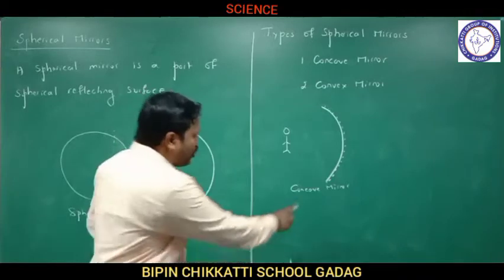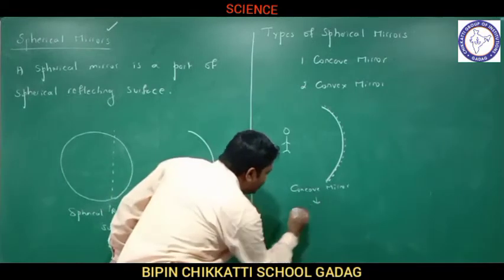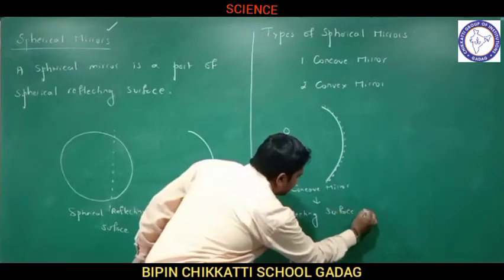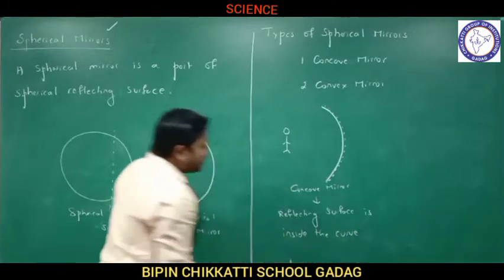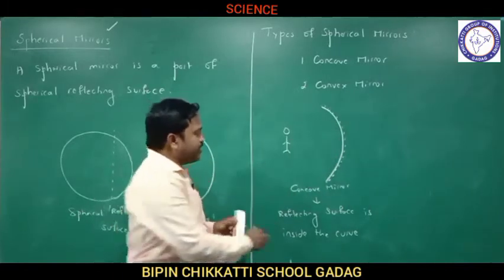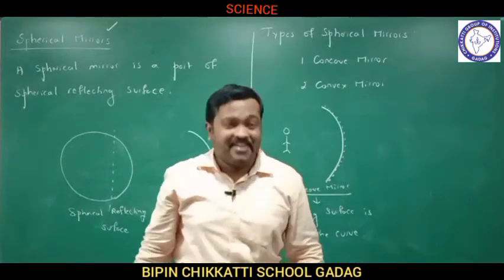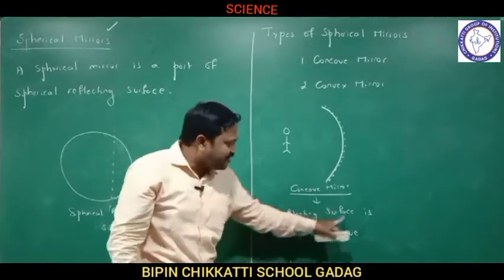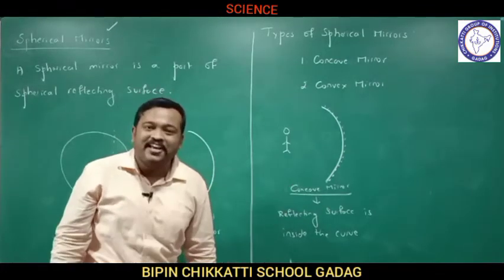So, what is a concave mirror? A concave mirror is a spherical mirror in which the reflecting surface is inside the curve. Do you understand? Inside the curve is like this. So this kind of mirror is called a concave mirror. Simple. It is a spherical mirror in which the reflecting surface, from which you can see your face, is inside the curve, right? If you can see your face here, then that kind of mirror is called a concave mirror.